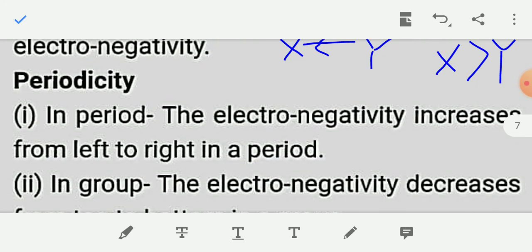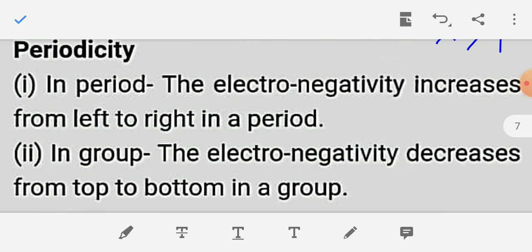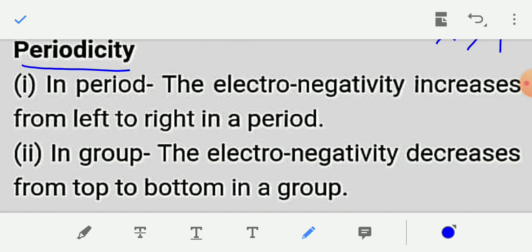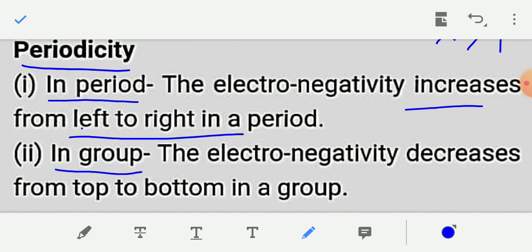Now, periodicity in electronegativity. In a period, the electronegativity increases from left to right, and halogens have the highest values of electronegativity. The most electronegative element in the periodic table is fluorine. Fluorine has an electronegativity of 4 on the Pauling scale. And in a group, the electronegativity decreases from top to bottom, because size increases from top to bottom.